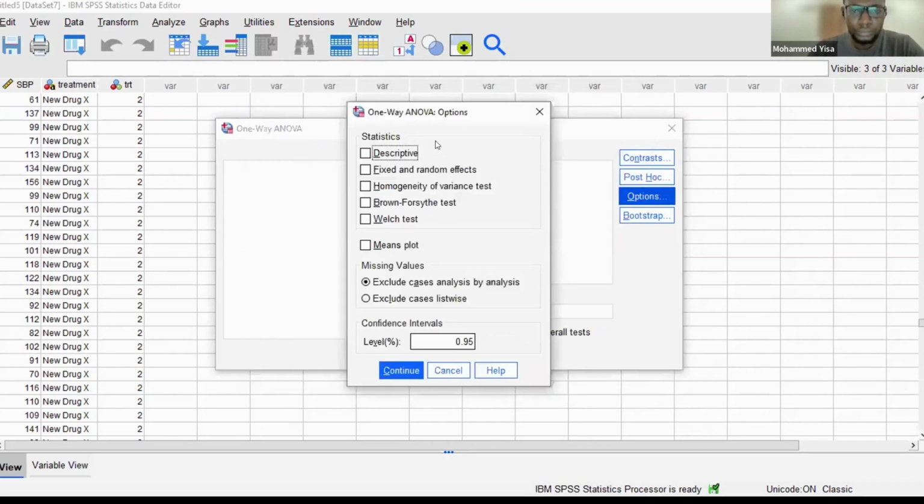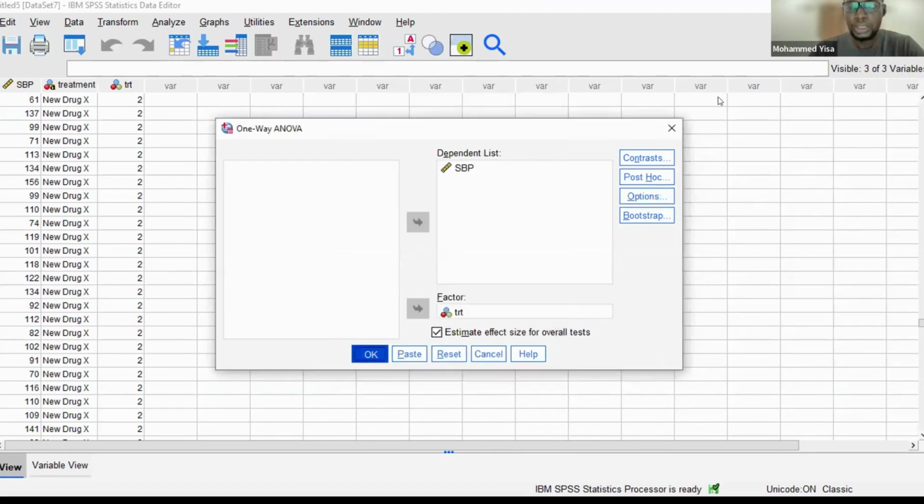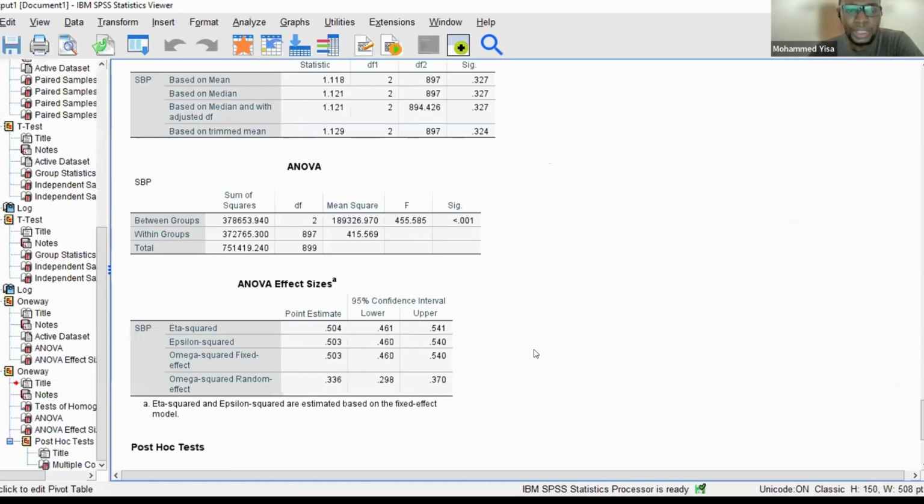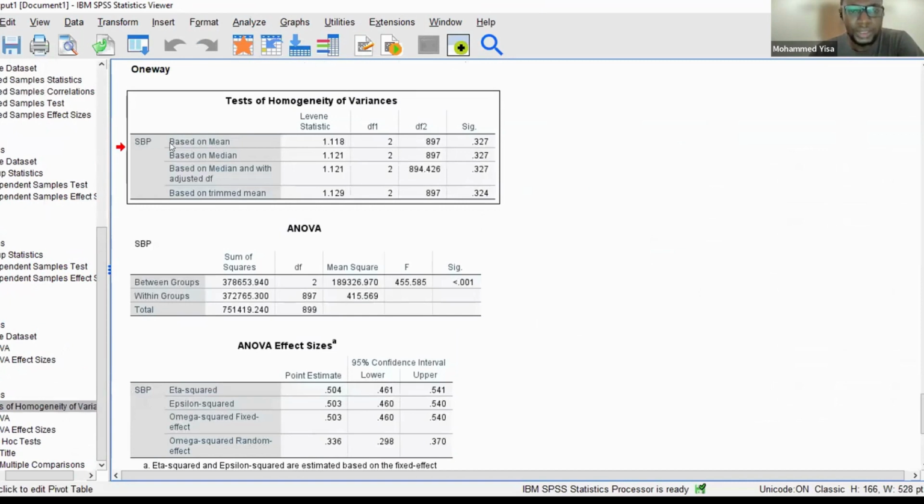Options. If you come to the options, you can click on homogeneity of variance test, and this will show us an output of the Levene's test, just like we saw in the T-test. This is giving us the confidence level. And then we click on OK. We enlarge that. So this time around, we have some additional data, including the test of homogeneity of variance.